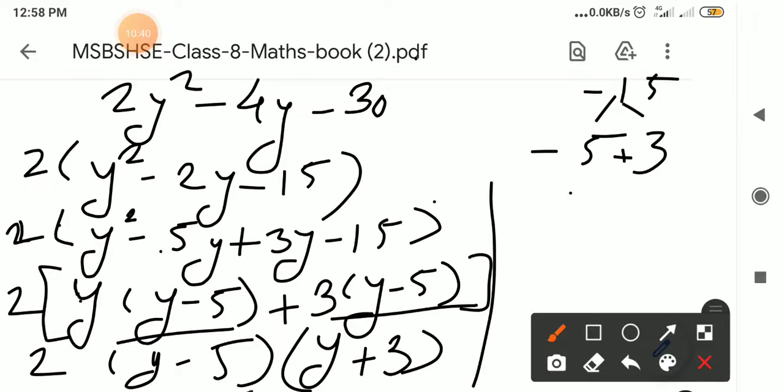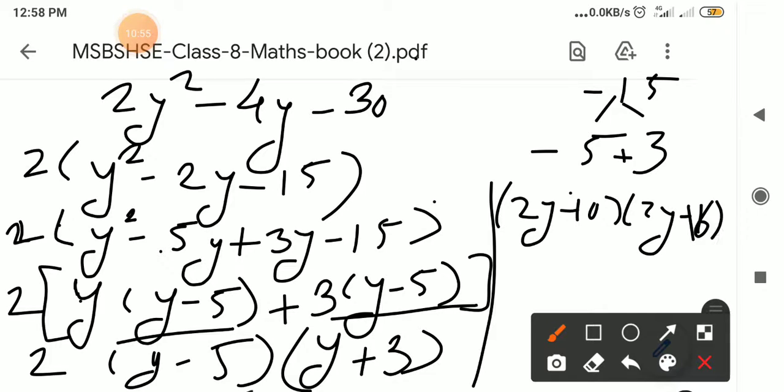see here, I will show you, 2y minus 10, because if you multiply 2 into y, it is 2y minus 10, and 2 into y plus 3 is 2y plus 6. This is also the answer, and how that comes, I will show you now. First of all, note down this same example; we will solve it without taking 2 as a common.